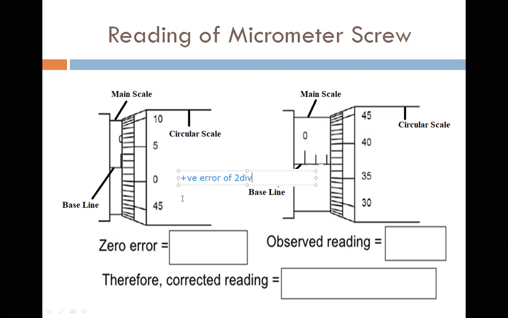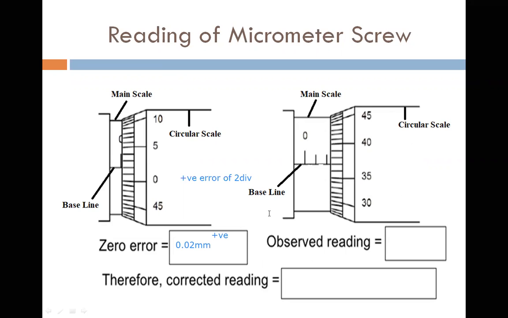Okay, so what will be my correction in this case? I have to multiply it with the least count. So the error will be 0.02 mm. That is positive error.